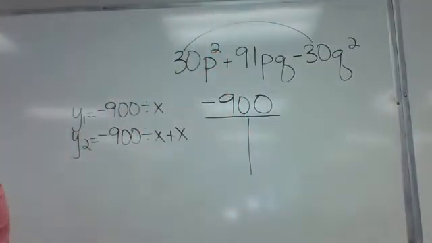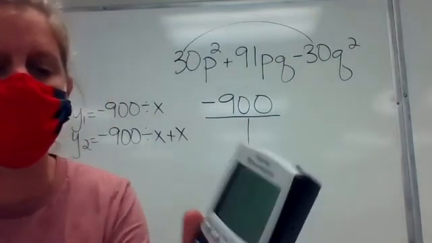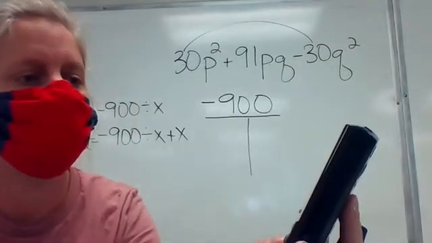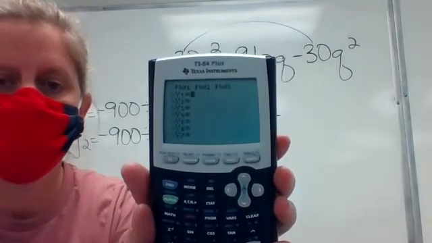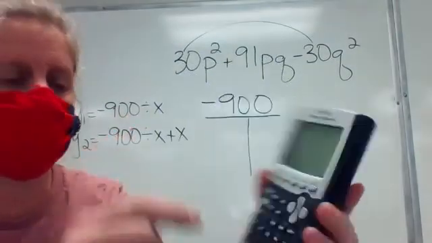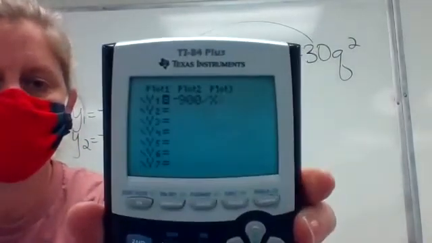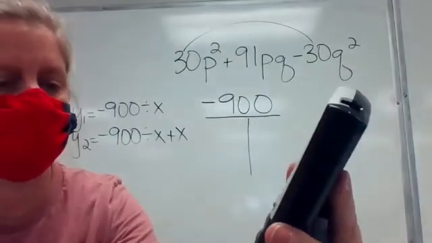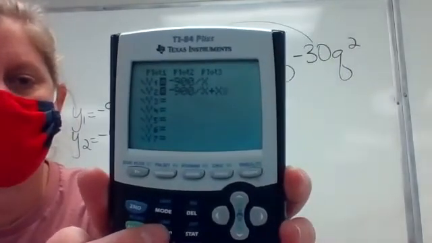And we're trying to get that middle number. What's the middle number? 91. That's what you're going to look for in your third column once you get everything in your y equals. So go to your y equals and clear it all out again. Whoops. I thought negative 9 and 100. So negative 900 divided by x. In the first one, go down. Same thing. Negative 900 divided by x plus x.